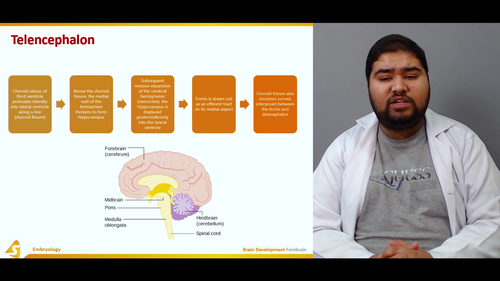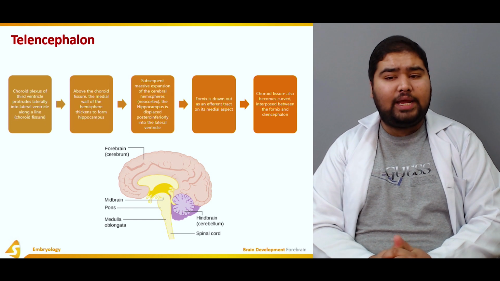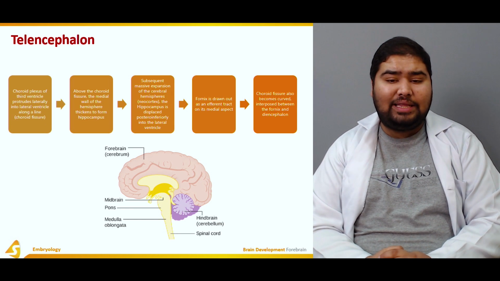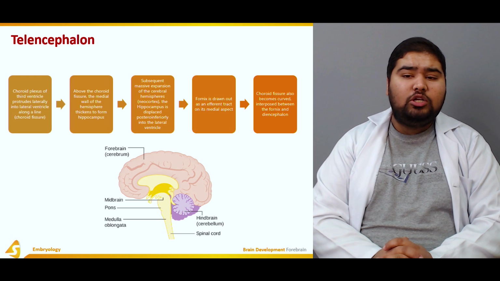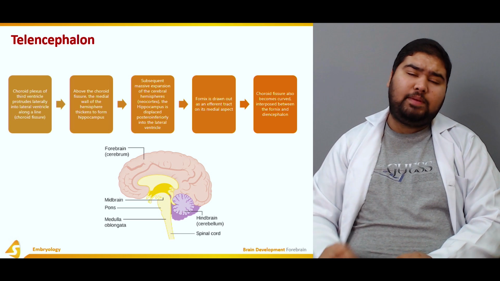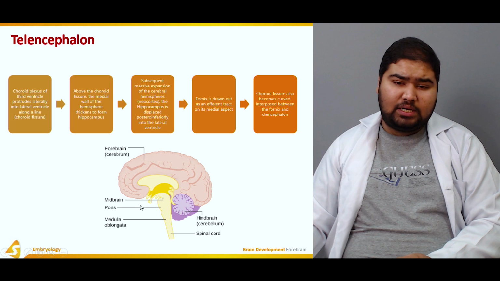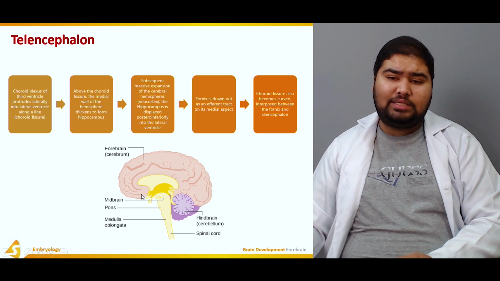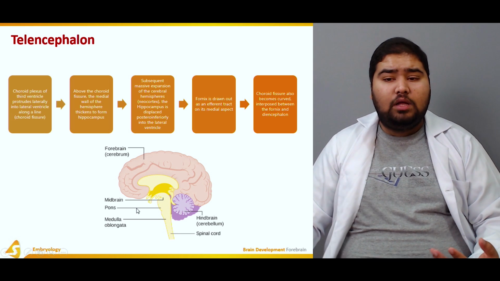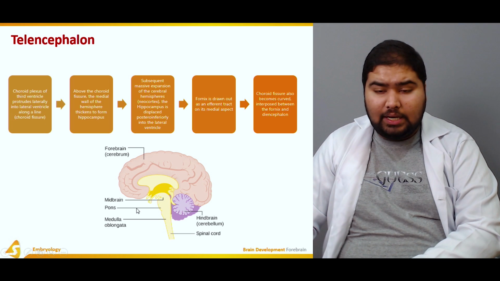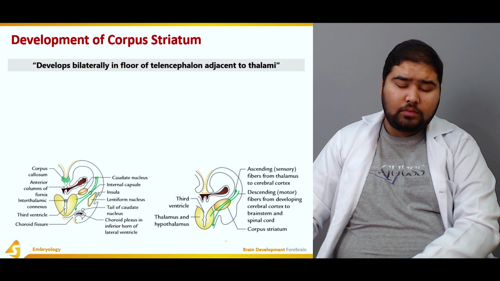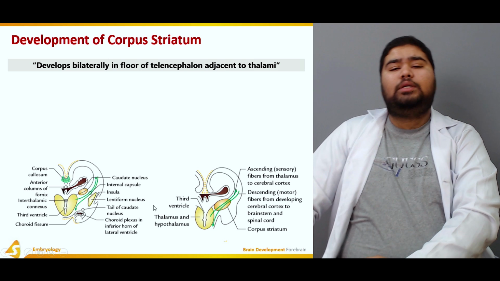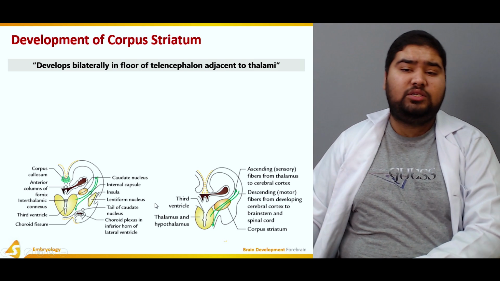Now the choroid fissure also becomes curved and interposed between the fornix and the diencephalon. So the choroid fissure becomes somewhat curved in structure, and now it is interposed between the fornix and the diencephalon. Now talking about the development of the corpus striatum.